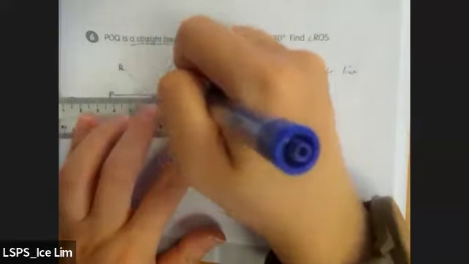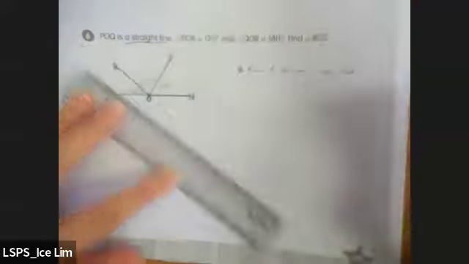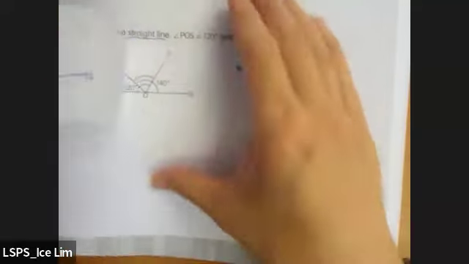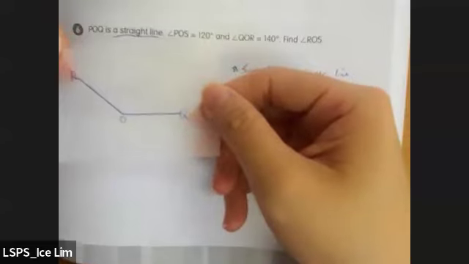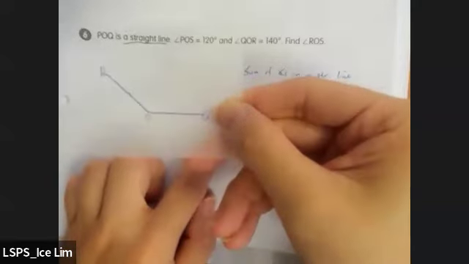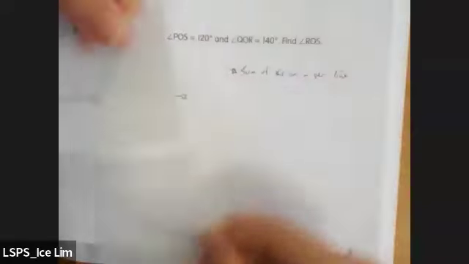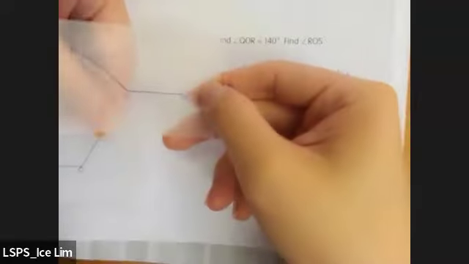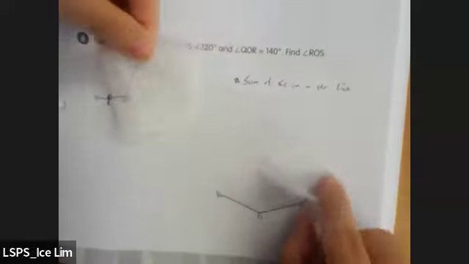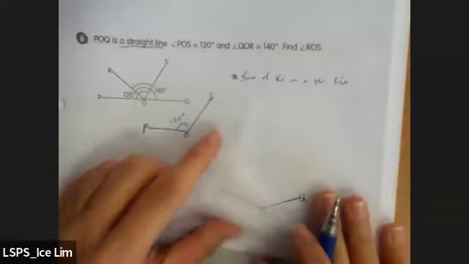You realize there's an overlap. See, I use my transparent post-it. So I literally lift up the angle and eliminate the lines. So you see, this overlaps with this. This one's 120. This one's 140.